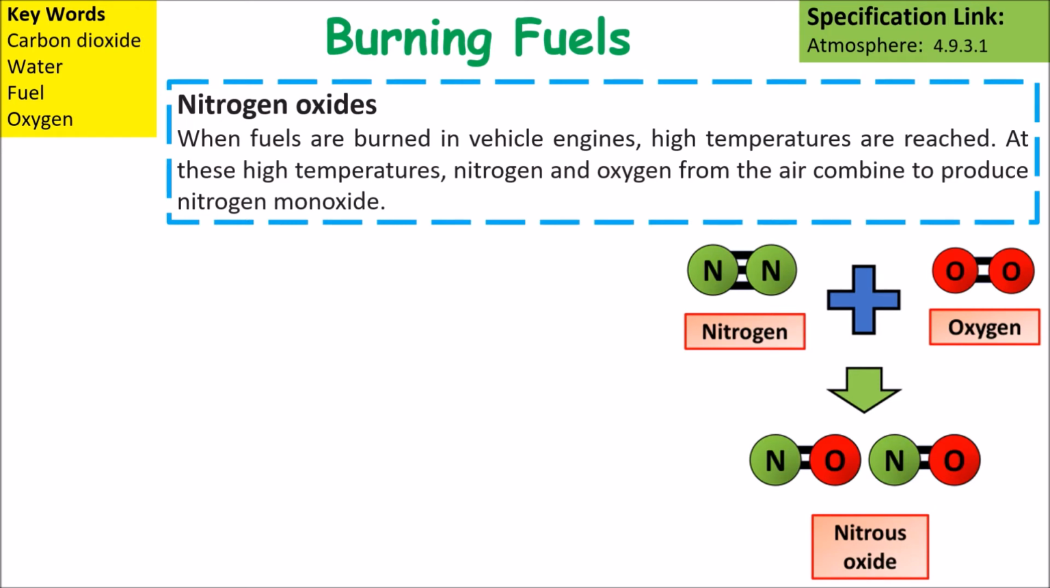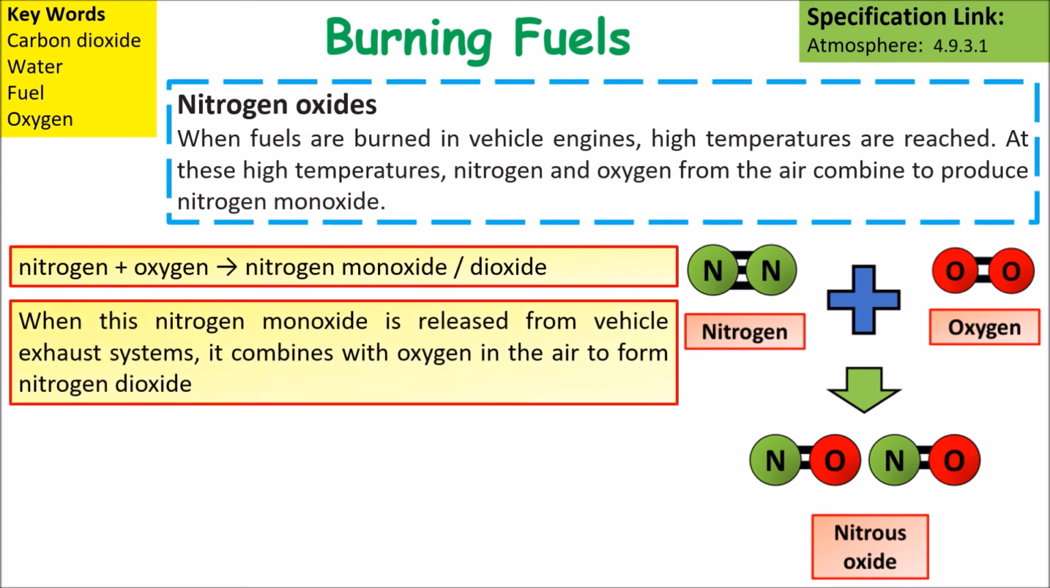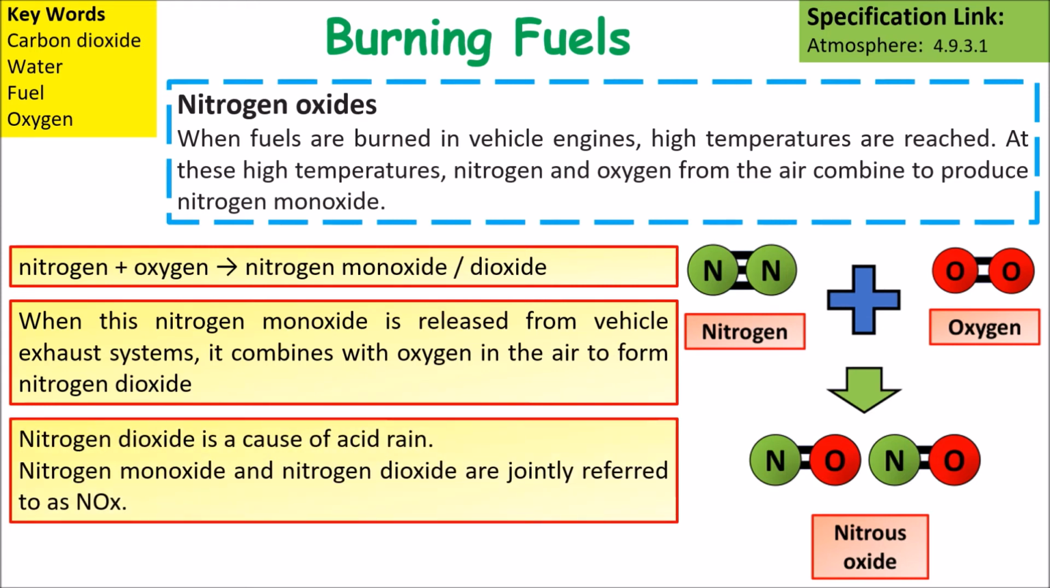When fuels are burnt in vehicle engines at high temperatures, they can often cause nitrous oxides to be produced. The more common one is nitrogen monoxide. So, nitrogen plus oxygen will form nitrogen monoxide, but it can also further react with oxygen to form nitrogen dioxide. So when nitrogen monoxide is released from the vehicle exhaust system, it combines with oxygen from the air and forms nitrogen dioxide. Nitrogen dioxide is one of the gases that cause acid rain.